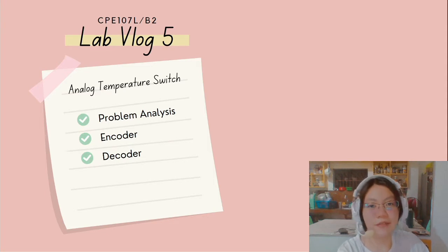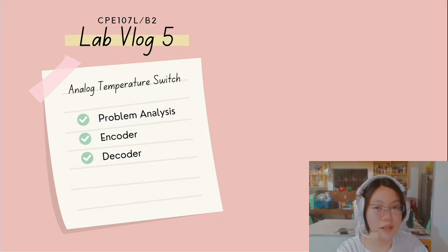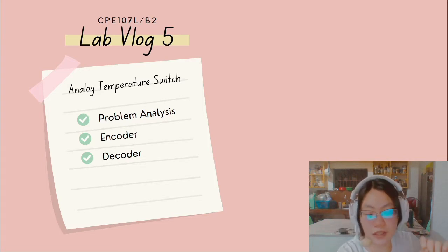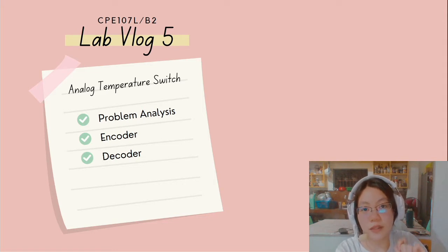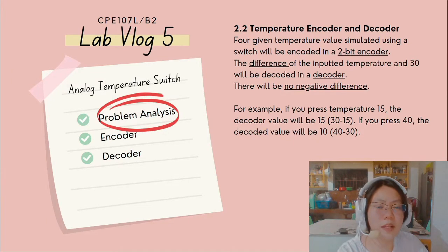This is my lab vlog 5, where I will be answering question 2.2, which involves some analog temperature switches, an encoder, and a decoder. This vlog will be divided into 3 parts. The first part will be the problem analysis, because this is crucial in answering problems accurately, especially when given a word problem. The second part will be the encoder implementation in Logisim, and part 3 will be the decoder, also in Logisim. So for the problem analysis, this is the question that was given to us.